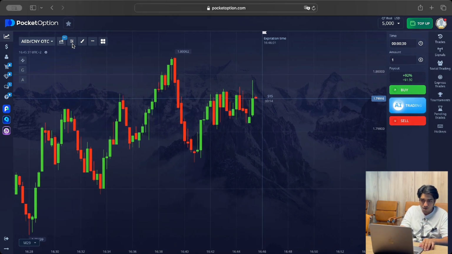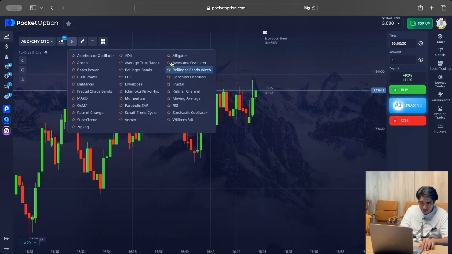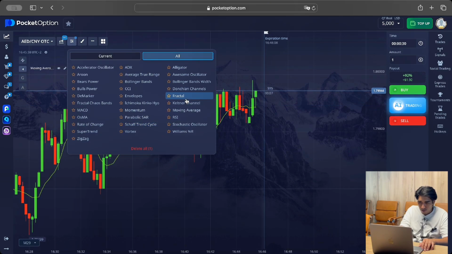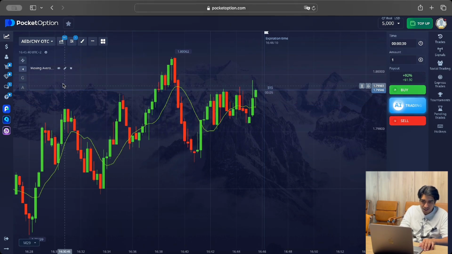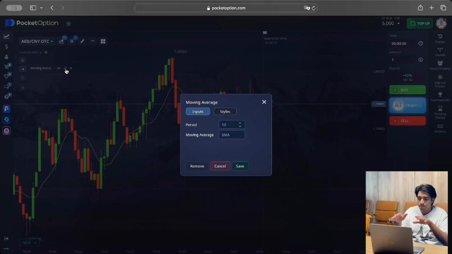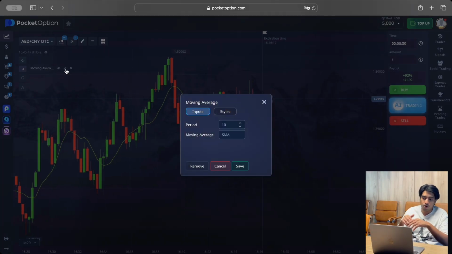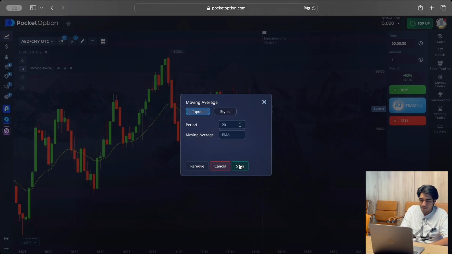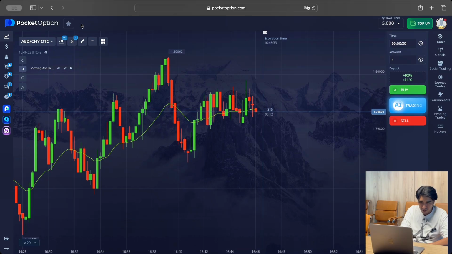All you need to do is go here, click this, and we will start with moving average. Step by step, just make the changes in moving average, following whatever I'm doing with the indicators. The period we'll use right now is 20. And for moving average, you just need to change it from SMA to EMA. That's it.